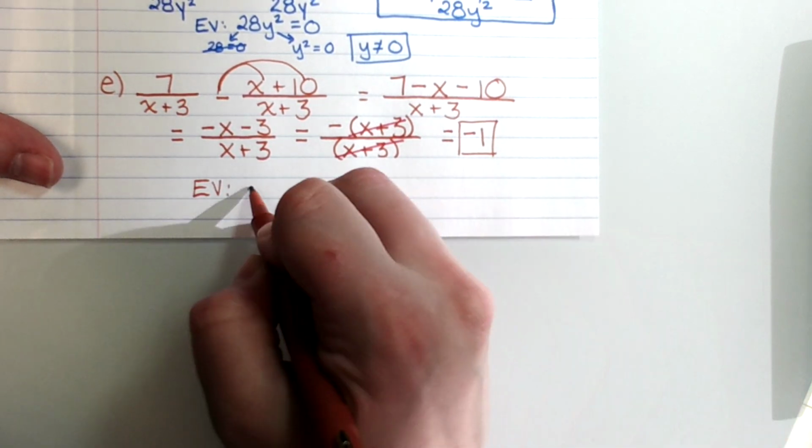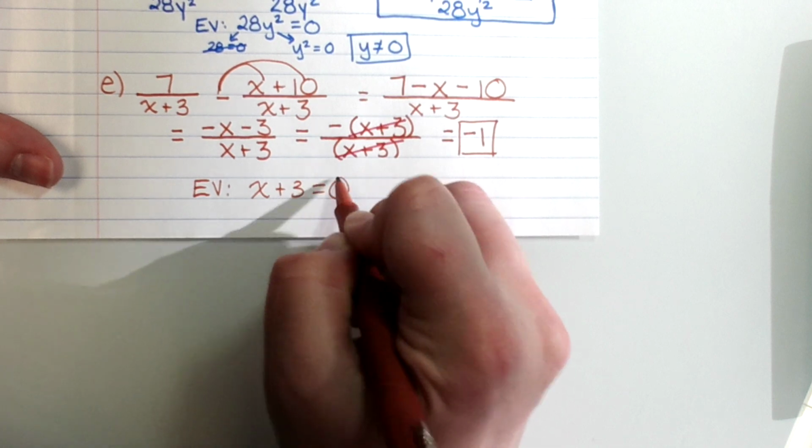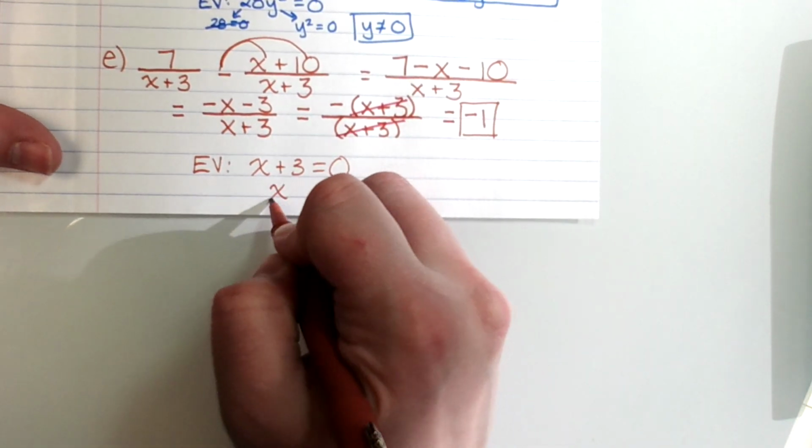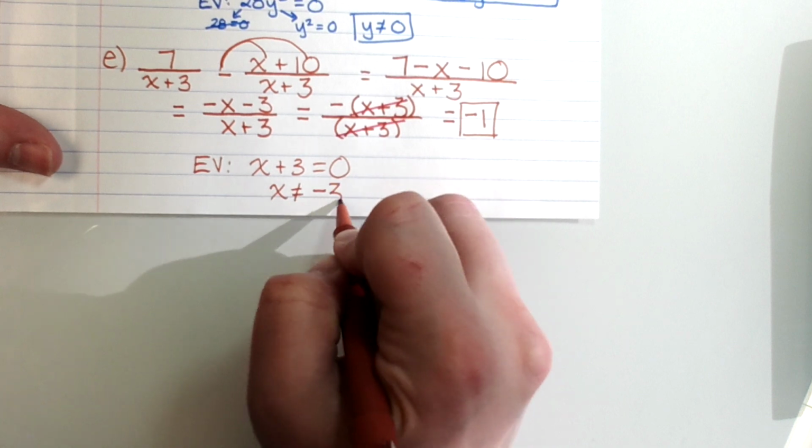Excluded values. Least common denominator was x plus 3. Set it equal to 0, and x is not allowed to be equal to negative 3.